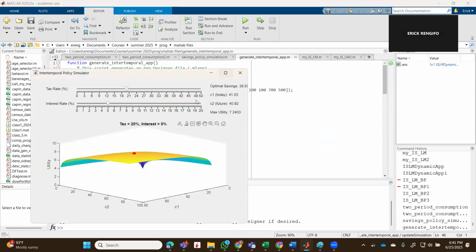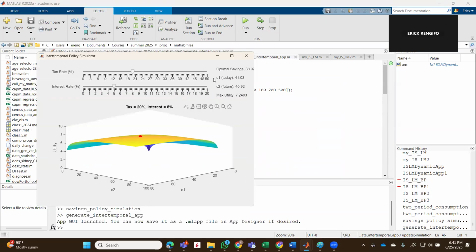So basically, guys, this is another way of creating an app, but it provides me everything. I've made this one to show me my consumption, my future consumption, my maximum utility, and my optimal savings. Do you see? It's better to have all the information here so we can see what's going on. If I move it, take a look, it's 40, 41. So let's move this to 10%.